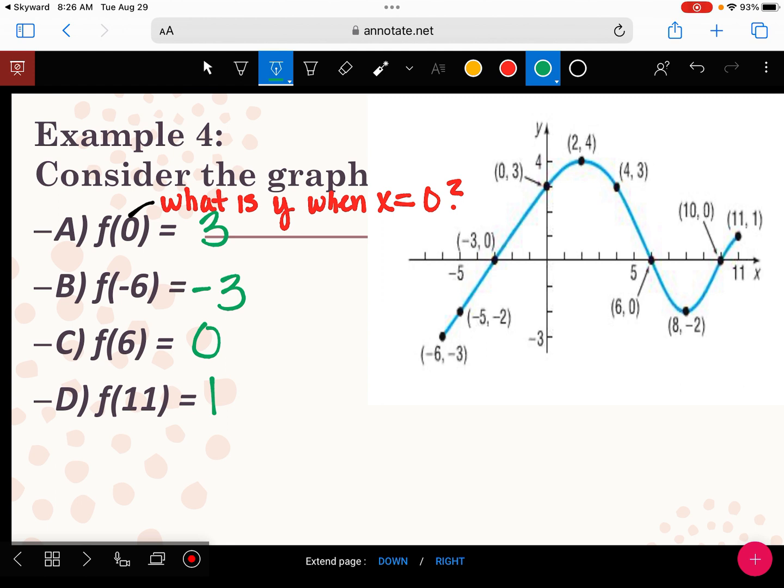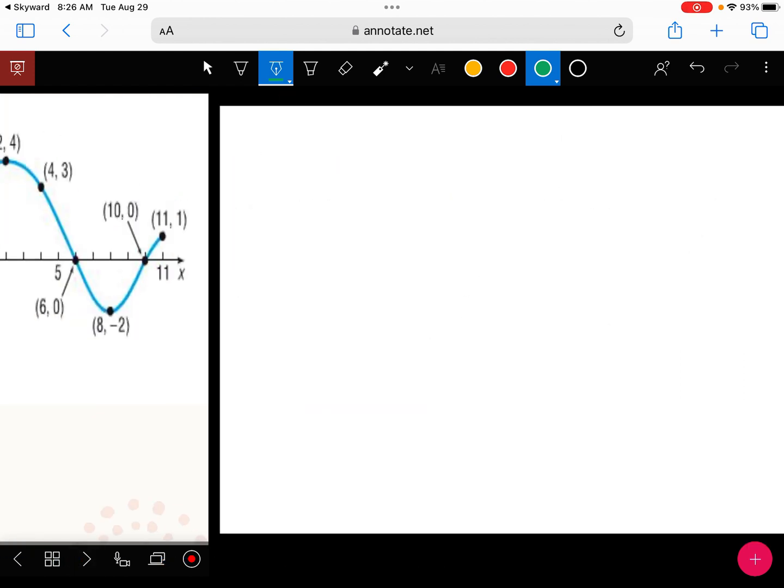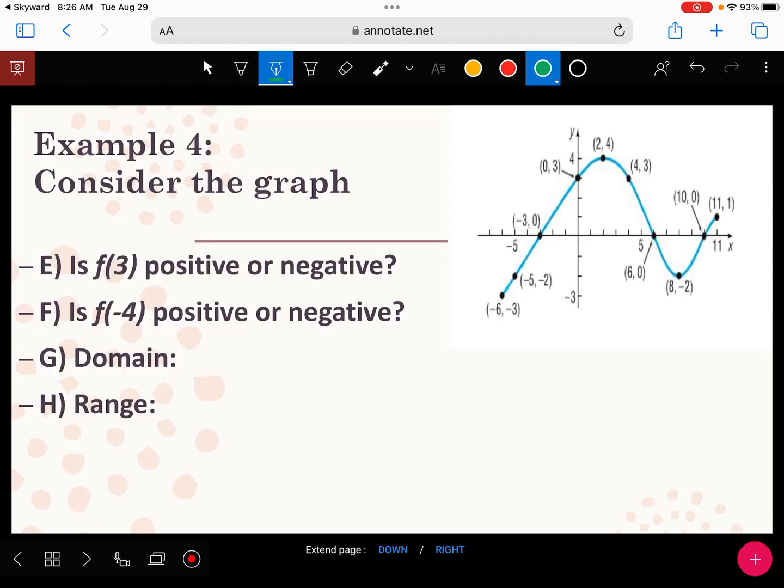Good. Question. Would you just need to write the number? Just write the number. That's it, the ordered pairs. Just the number. Yep. All right, so now let's look at E, F, G, and H. Go ahead and copy those down, and then we'll talk about those in relation to that graph.